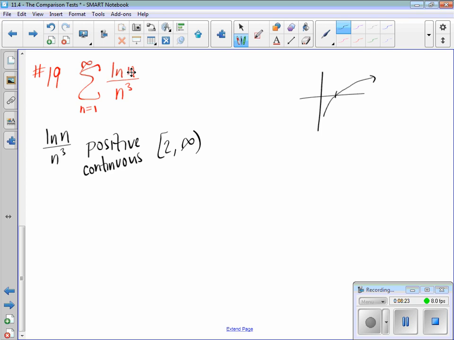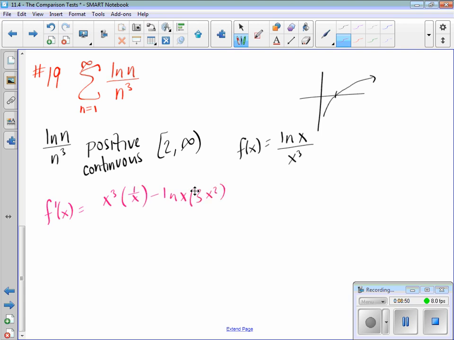Take the derivative. So let's just do that for practice here. f of x is natural log of x over x cubed. If I take the derivative of that, what do I have to use? Low d high, so let's do that. Low d high minus high d low over the bottom squared will be over x to the what? 6.